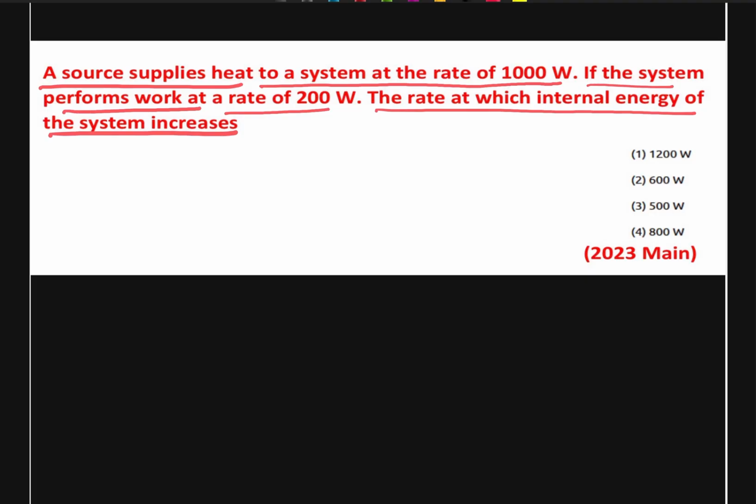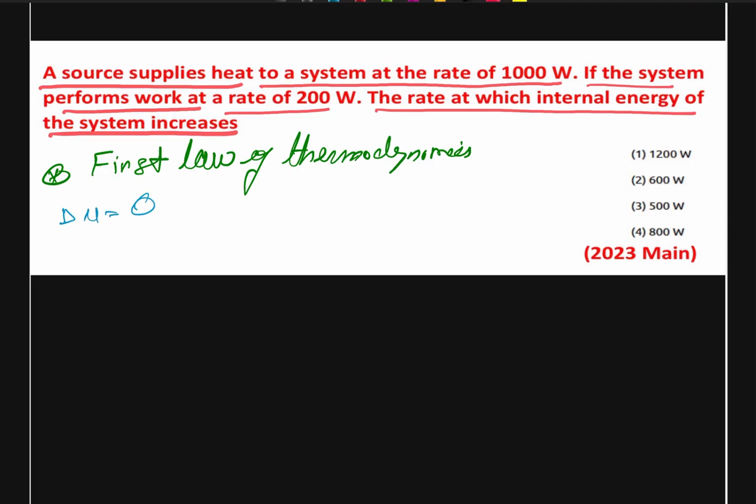So for this we are going to use first law of thermodynamics, because we are given that the heat supplied by the source is given as 1000 watt, which is our Q, and work done is also given 200 watt, that is our W. So we can find out our delta U, and that is rate, so delta U divided by delta T. So we are going to use first law of thermodynamics, and it gives us that our delta U is equal to Q minus W.